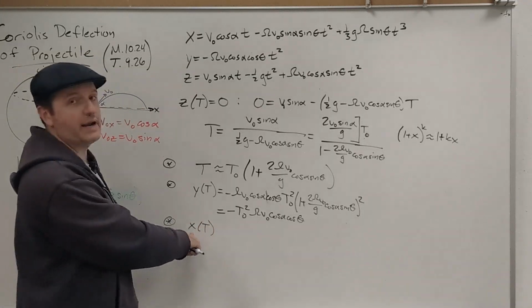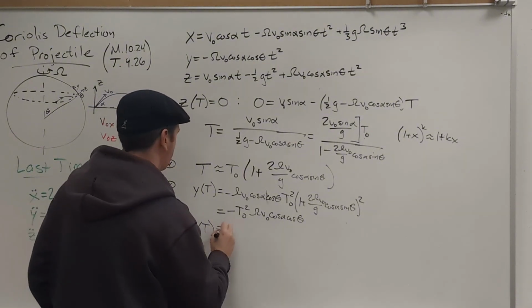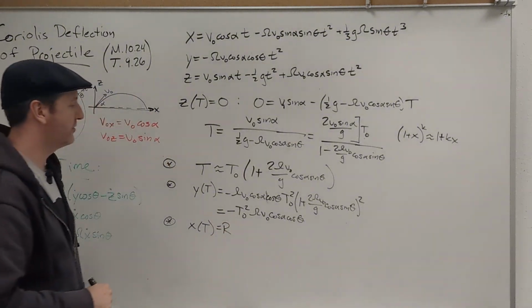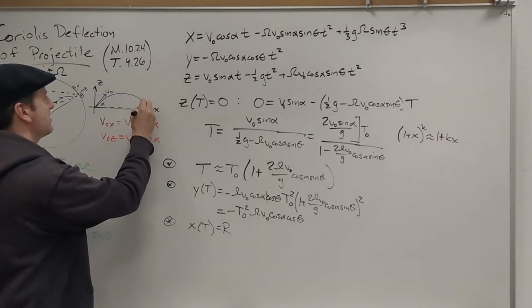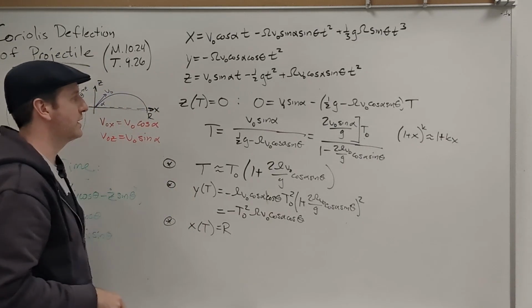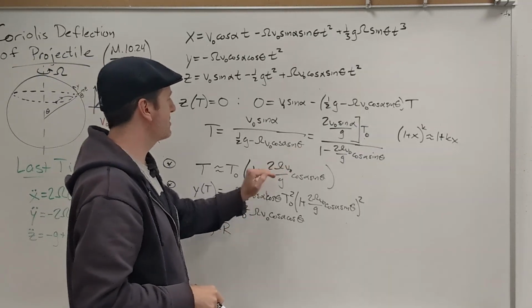So in other words, what's the range? We've been calling this capital R for the range of this projectile for a long time. It's the position when this lands. Probably would have written it over here as R. Well, okay, I'm going to plug this whole thing in.